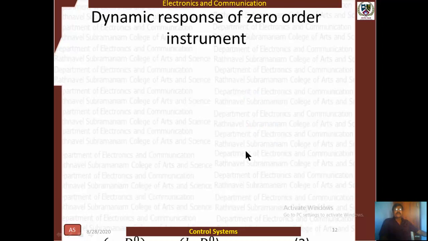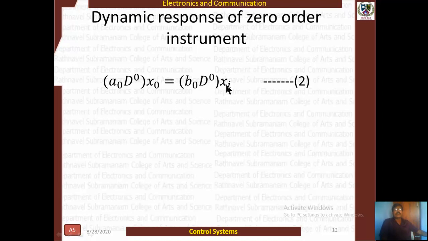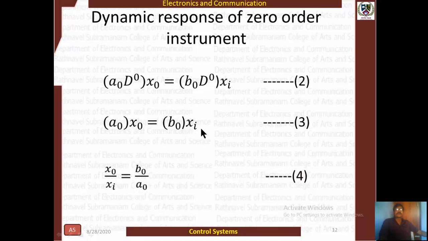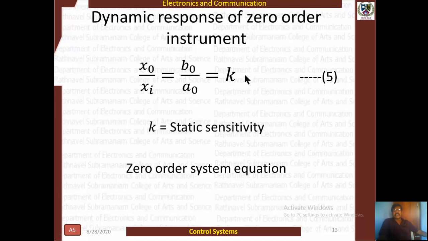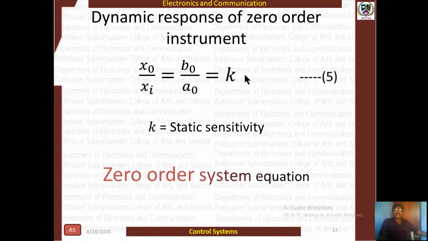Now we get an equation a0 d^0 of x0 is equal to b0 d^0 of xi. Rearranging, a0 x0 is equal to b0 xi. So x0 by xi is equal to b0 by a0, where x0 is the output quantity and xi is the input quantity. x0 by xi is equal to b0 by a0 is equal to k. This is called the zero order system equation and k is known as static sensitivity.